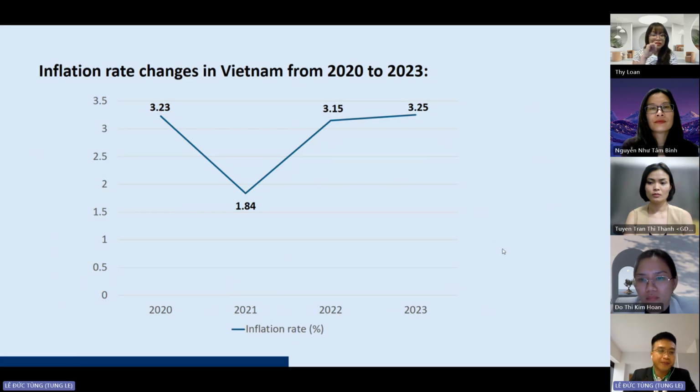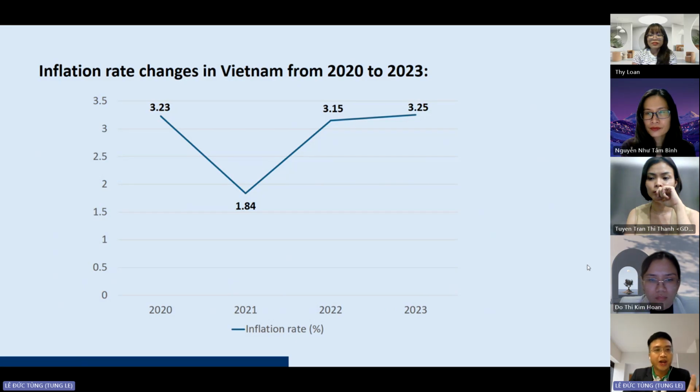In 2021, despite being affected by the Russia-Ukraine conflict and global supply chain bottlenecks during the COVID-19 pandemic, Vietnam's inflation was still well controlled. With an inflation rate of 1.84%, Vietnam stood as a countercurrent amidst the global trends of high inflation. Inflation was lower due to the prolonged effects of the pandemic and the control of fuel prices.